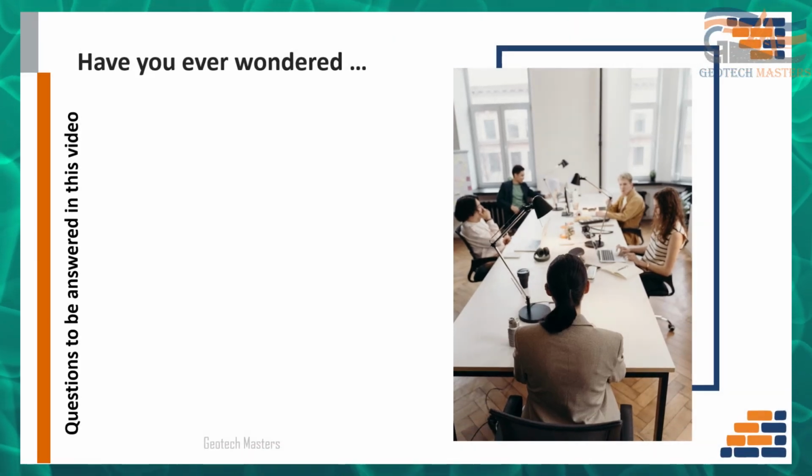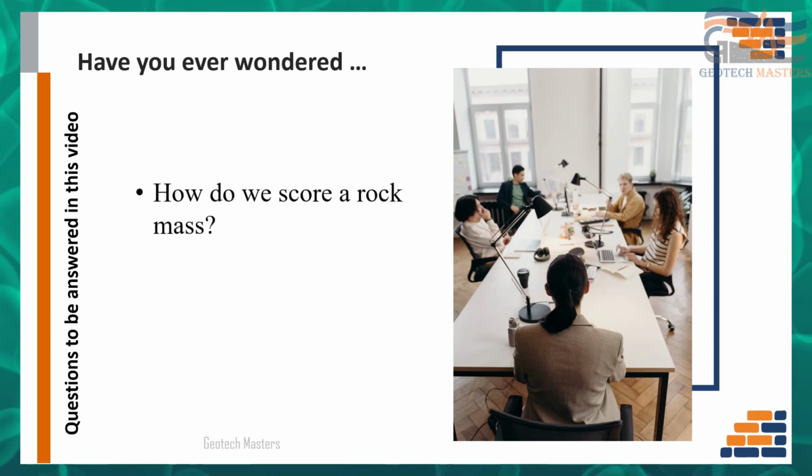Before we start, let's frame this with some big questions. First, if you have two different rock sites, how do you objectively say one is good and the other is fair? We need a scoring system, just like a test in school.